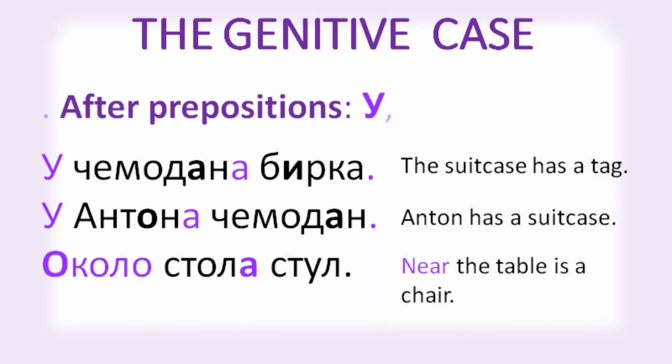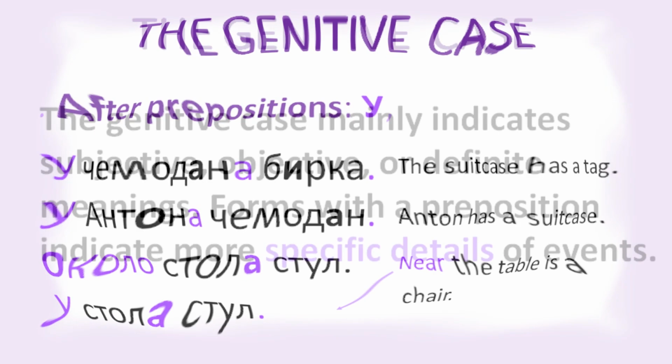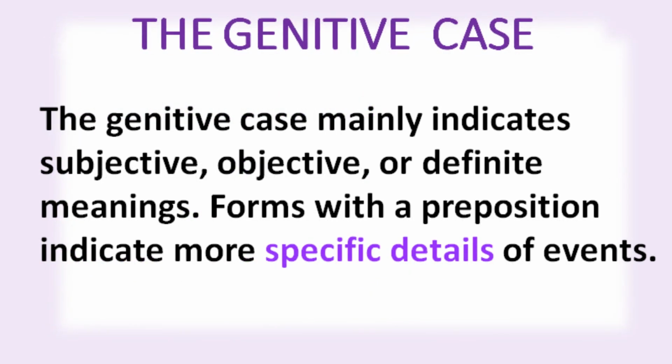Около стола стул. Near the table is a chair. У стола стул. Here the preposition у has the meaning of position and can also be translated as near. The genitive case mainly indicates subjective, objective or definite meanings. Forms with the preposition indicate more specific details of events.